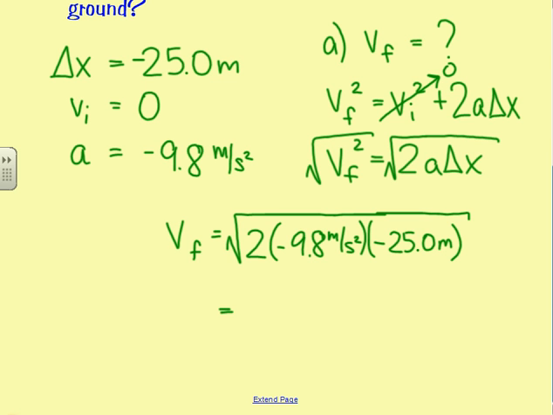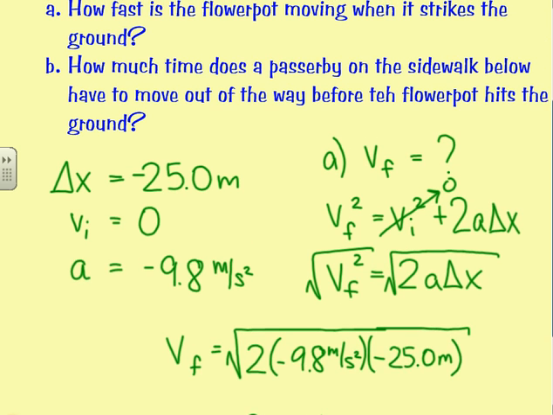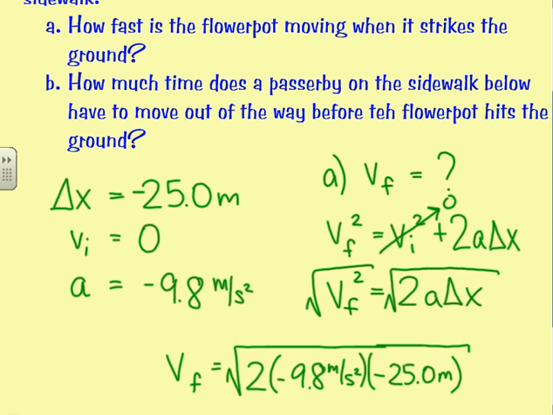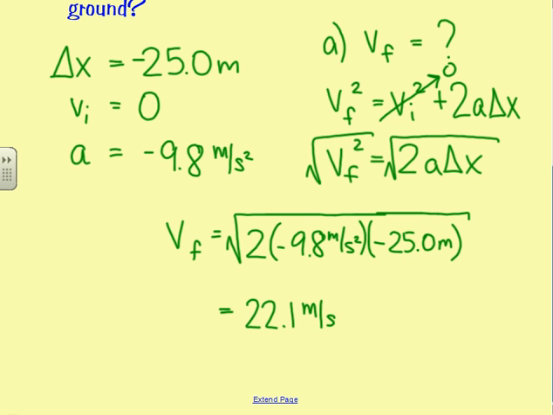For this problem, the answer is 22.1 meters per second. Now, because the problem says how fast was it moving, I don't need a direction with that. 22.1 meters per second is a pretty reasonable speed for it to be falling. If it went 25 meters, that's like 2.5 times the length of this classroom. So that's our answer to part A.